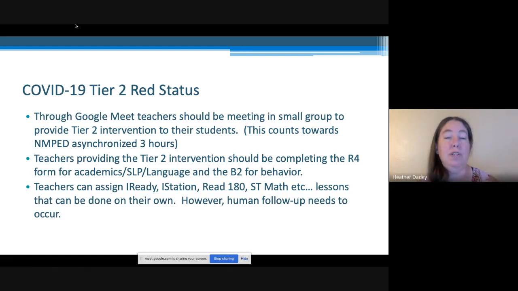Teachers providing the tier 2 intervention should be completing the R4 form for academics, SLP language, and the B2 for behavior. Teachers can also assign iReady, iStation, Read 180, Math, or ST Math lessons so that students can do it on their own. However, let's not forget that we need to have those Google Meets and discuss what the child's not getting, because they need that human contact as well, not just left on the computer hoping for the best.